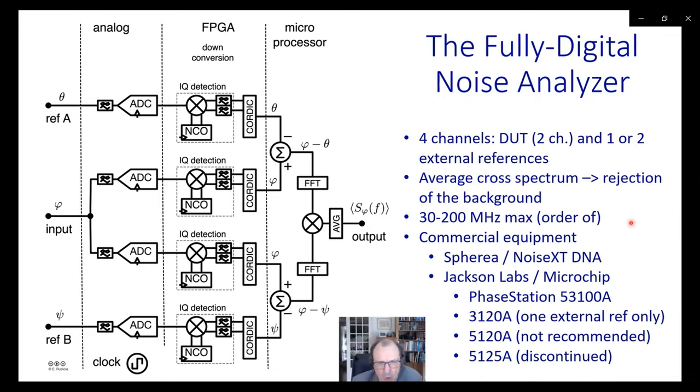Practical converters are limited to the order of 200 or maybe just above 200 megahertz by the speed of converters. There are faster converters, but they have a smaller equivalent number of bits, so you do not actually improve the system. And there are a few commercial equipment based on this architecture. Of course, this scheme doesn't describe exactly all of them, but this gives a decent idea of what goes on.